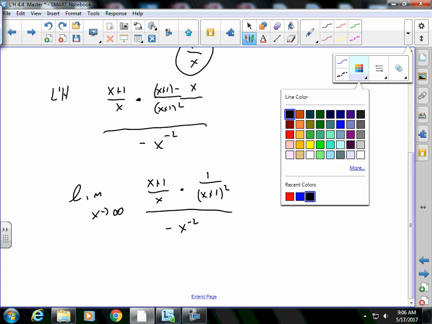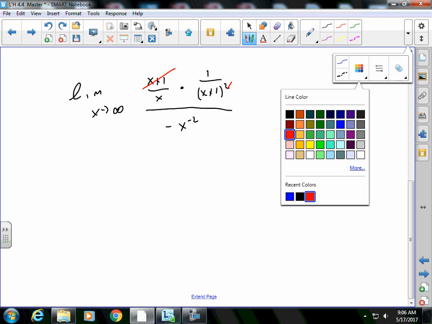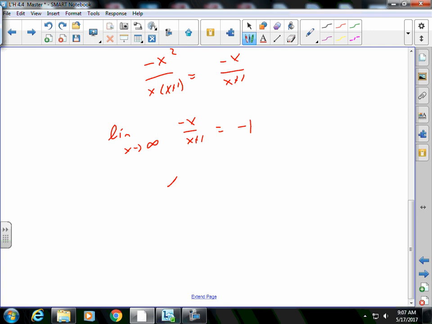This looks nice because I can cancel some things out. This x plus 1 cancels out with one of these. And I can do some more cancellations. And I end up with a minus x squared all over x times x plus 1. And that's going to reduce to minus x over x plus 1. So what we're looking at is the limit as x approaches infinity of minus x over x plus 1. I can look at the major players, and I go to negative 1. But I need to remember one important thing. The natural log of y is equal to negative 1, or e to the negative 1 is equal to y. Or I could write that as 1 over e. That is everything in this section.